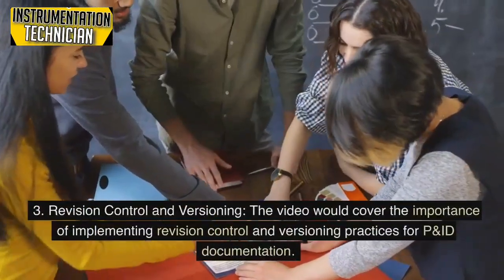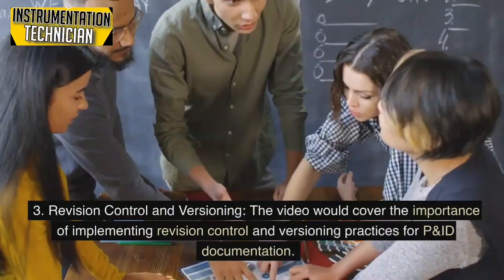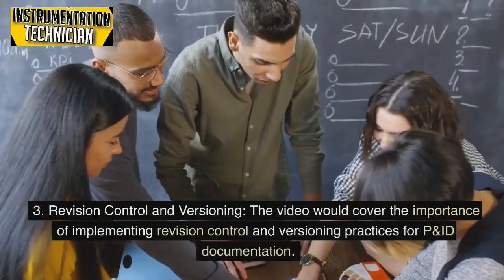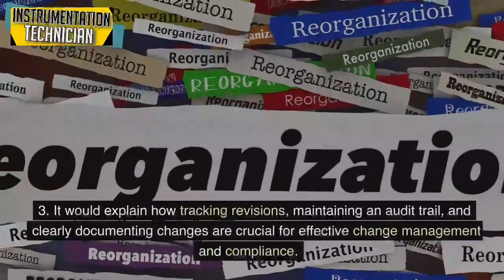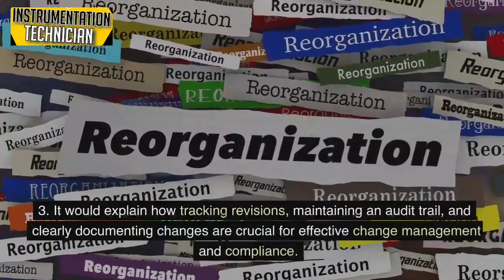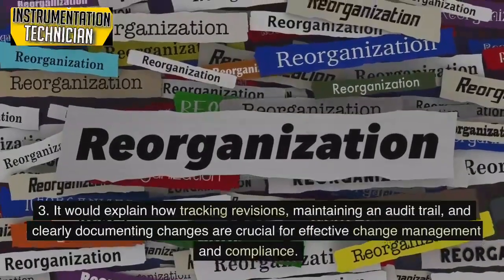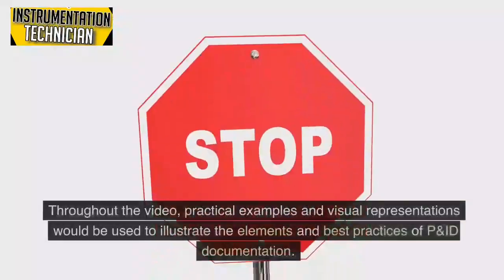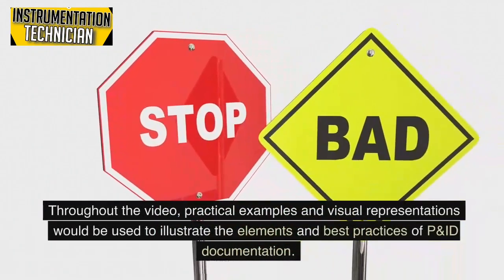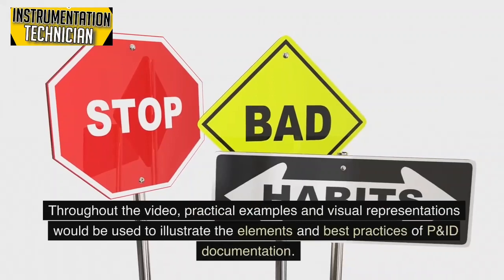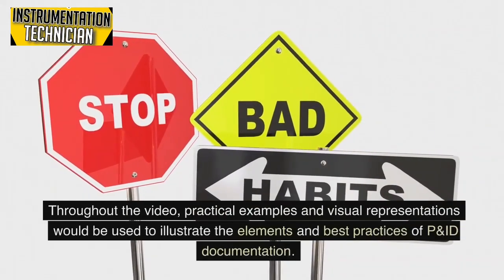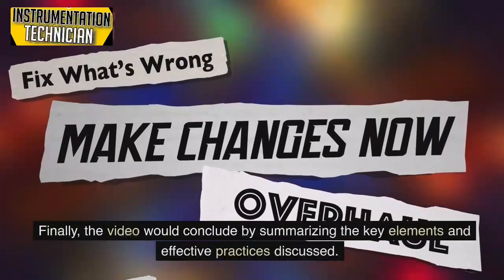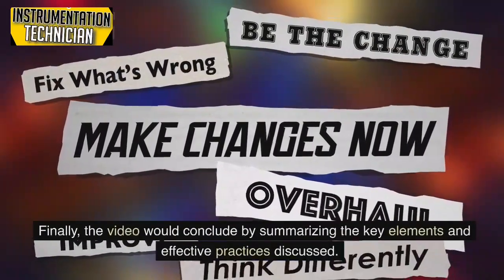3. Revision control and versioning. The video would cover the importance of implementing revision control and versioning practices for P&ID documentation. It would explain how tracking revisions, maintaining an audit trail, and clearly documenting changes are crucial for effective change management and compliance. Throughout the video, practical examples and visual representations would be used to illustrate the elements and best practices of P&ID documentation. Finally, the video would conclude by summarizing the key elements and effective practices discussed.